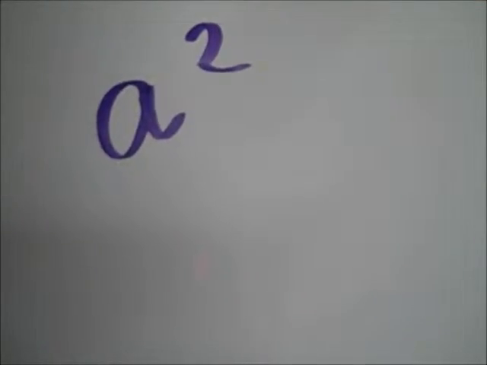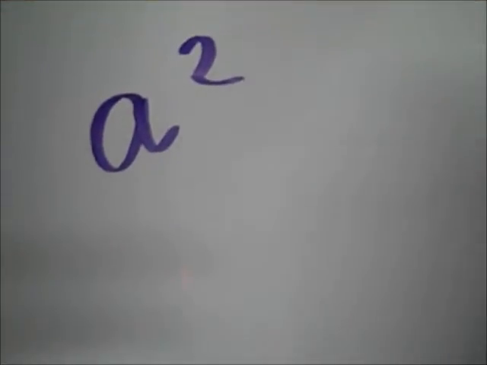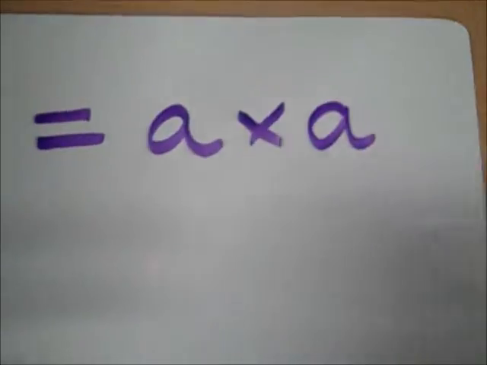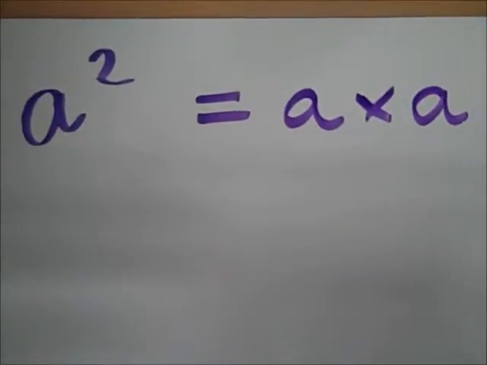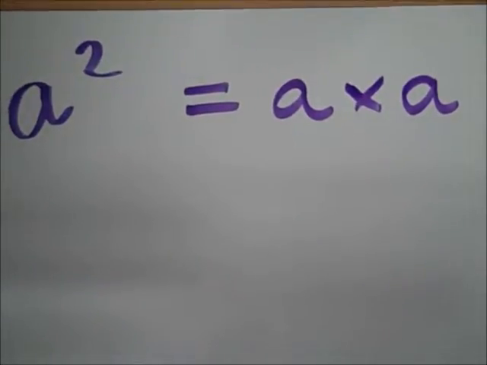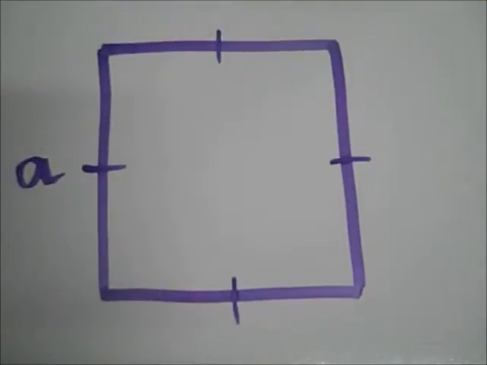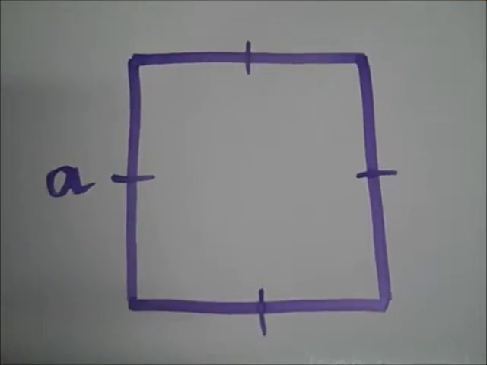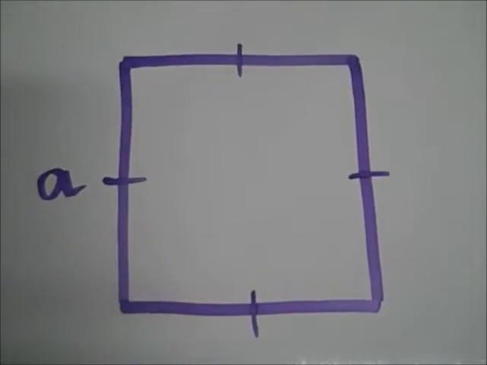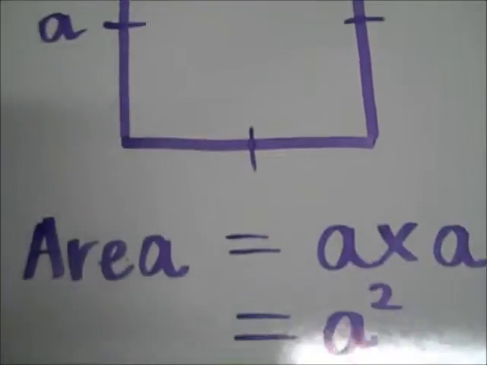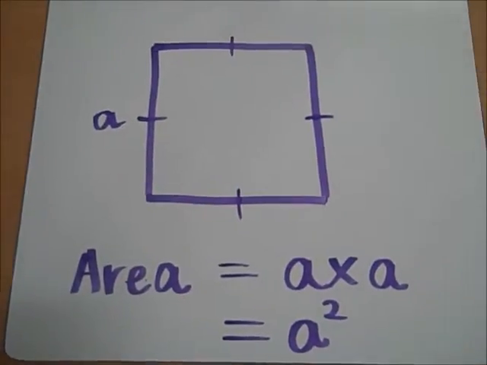In our previous session together, we learned that a squared is actually equal to a multiplied by a. However, we can also think about a squared in terms of area. For example, in this perfect square, where the length of one side is a, we can describe the area of that square as a times a, or a squared.